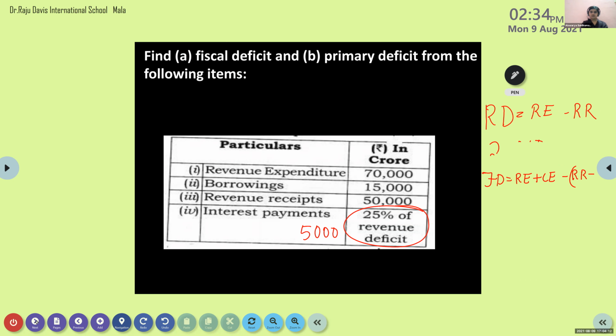Ma'am, but how will we identify it? In some questions, the capital is not given, we assume it as zero, right? In some questions, if capital expenditure is not given, we assume it as zero. Here, just take borrowings as fiscal deficit. The previous question has a mistake, that is why it is like that. Otherwise, in any table you see, borrowings will be the same as fiscal deficit. So, if borrowings are given, you can take it as fiscal deficit.